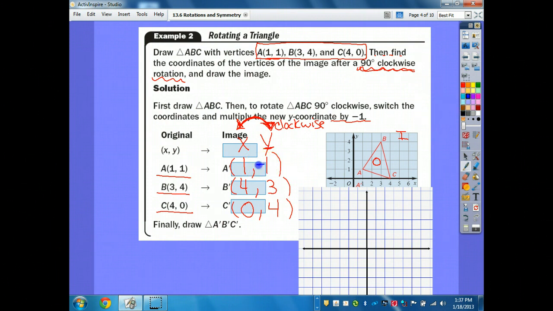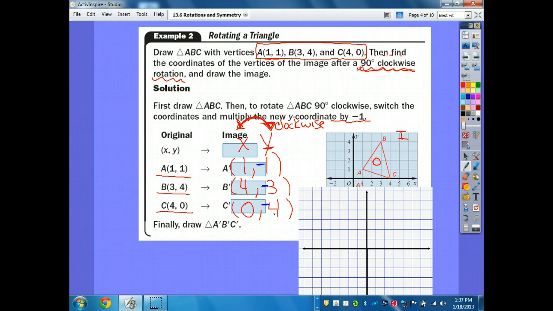So this goes to a -1, -3, -4. What if it was 0 over here? What would it change to? 0. It would just stay 0. What if I had a -5 over here? What would it change to? A +5. You just do the opposite sign.